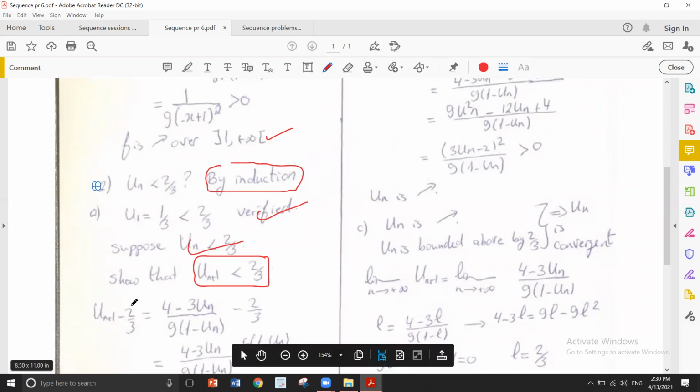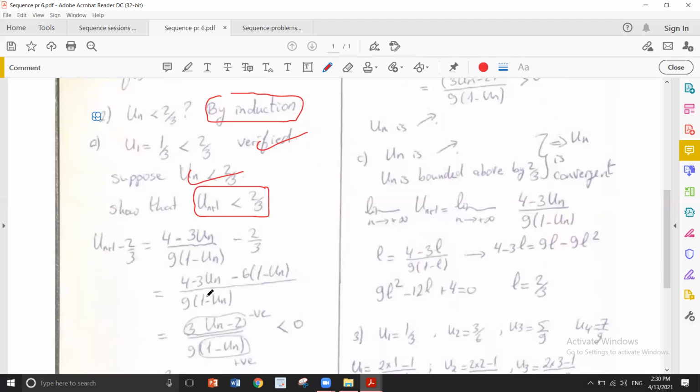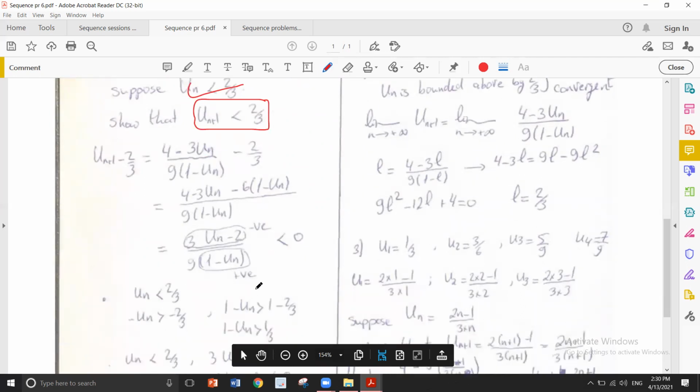So I take the difference, un plus 1 minus 2 over 3. Un plus 1 is 4 minus 3 un over 9 into 1 minus un, minus 2 over 3. The LCM is 9 into 1 minus un. Here remains 4 minus 3 un. 9 over 3 is 3, into 2, this is 6 into 1 minus un. We get 3 un minus 2 over 9 into 1 minus un.